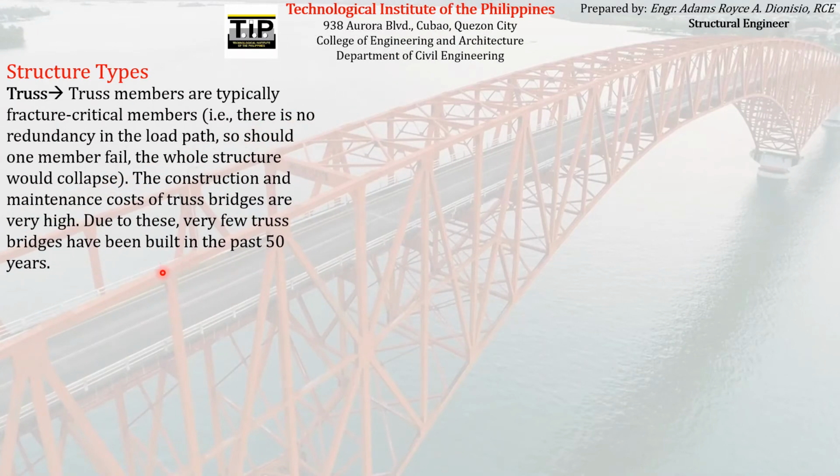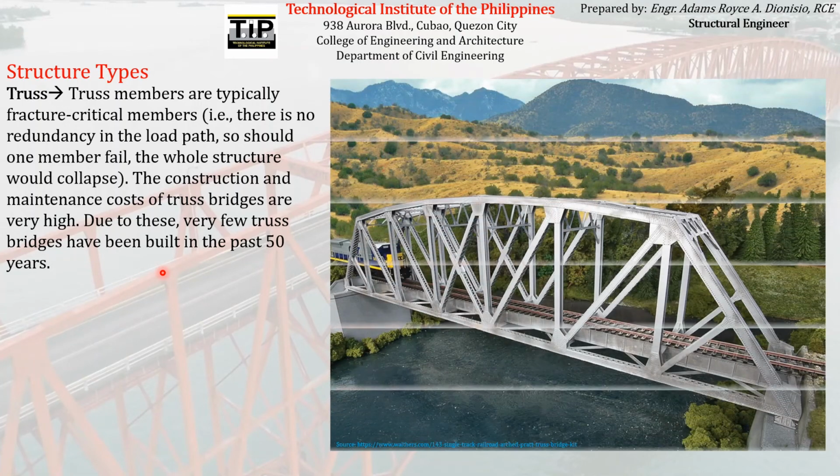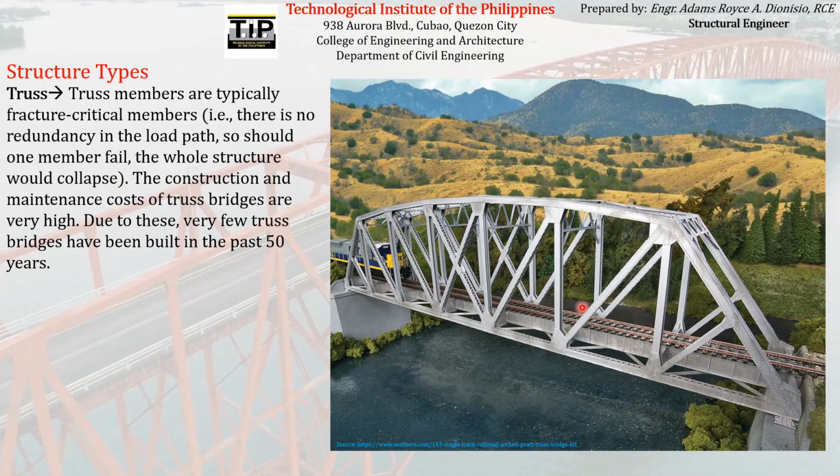The last type of bridge structure that we will study is the truss type of bridge structure. The truss members of a truss type of bridge structure are typically fracture critical members, meaning there is no redundancy in the load path. So should one member fail, the whole structure would collapse.